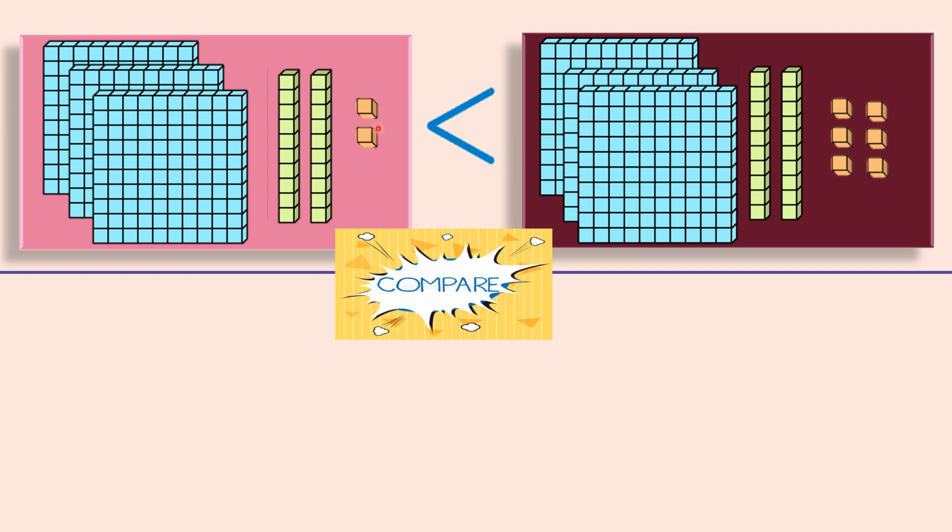Let's see with the numbers here. The first picture has the number 3 hundreds, 2 groups of tens and 2 loose ones. 322, and the second one is 3 groups of hundreds, 2 tens and 6 ones. 326. 326 is bigger and 322 is smaller here.